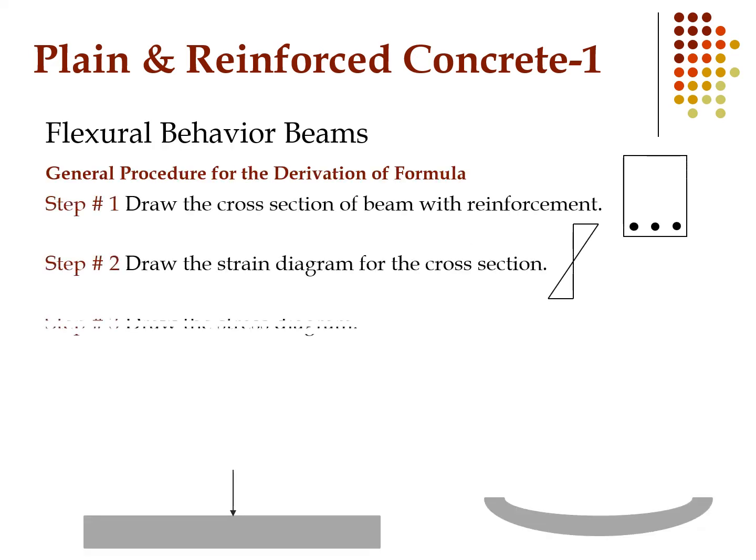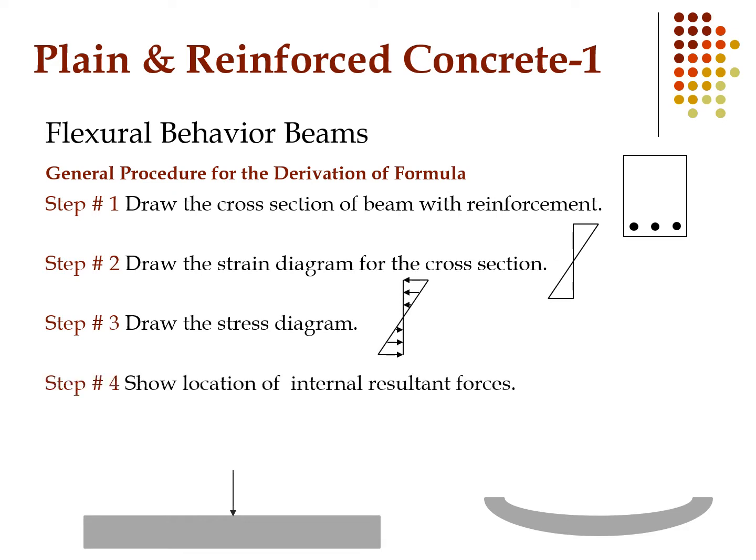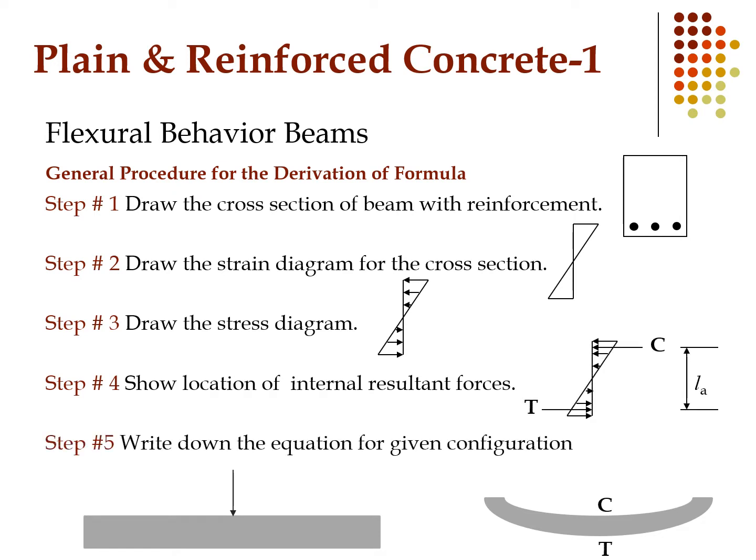Now flexure behavior of beam. Here we will see how we can derive the formula and its general procedure. First of all, we need to draw the cross section and show the amount of reinforcement. These dots basically represent the reinforcement steel, the reinforcement bars, and this is the cross section of a rectangular section beam. Second step is we need to draw the strain diagram. Third is we need to calculate the stress.